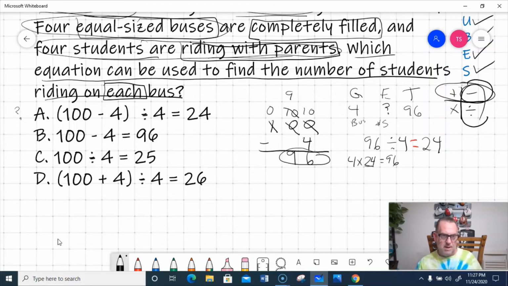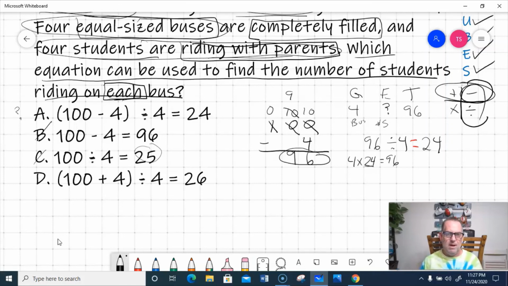Answer choice B. What does answer choice B tell us? That's right. Answer choice B just tells us the students that are going to be riding the bus. It doesn't tell the students that are going to be on each bus. So that's not right. Answer choice C. What does answer choice C tell us? That's right. If we didn't take into consideration the students that were riding with the parents, that would be correct. If all 100 students were riding the bus, and we divided by 4, there would be 25 students on each bus. But we had 4 students that are riding with parents.